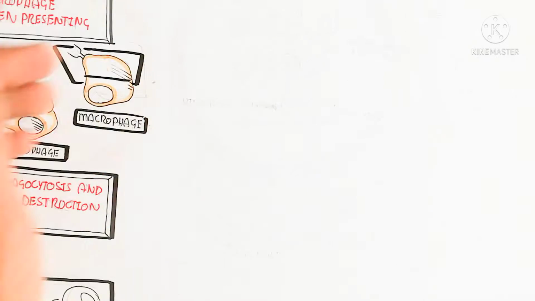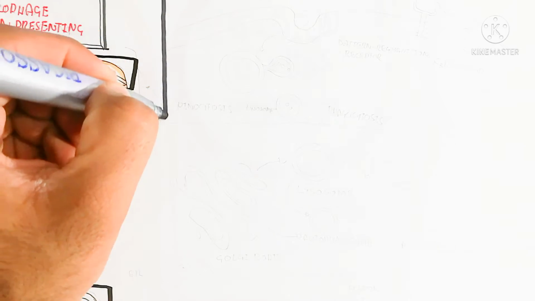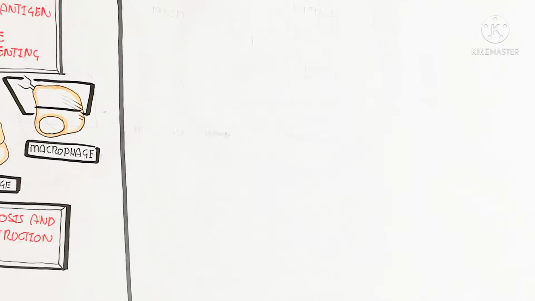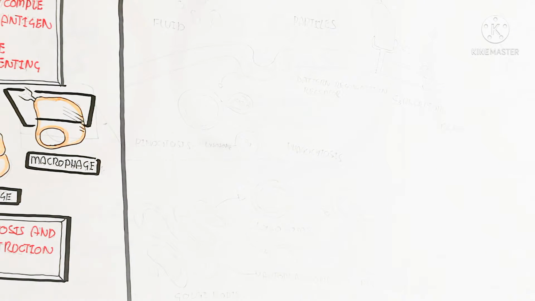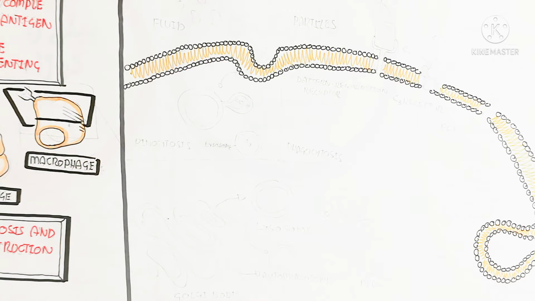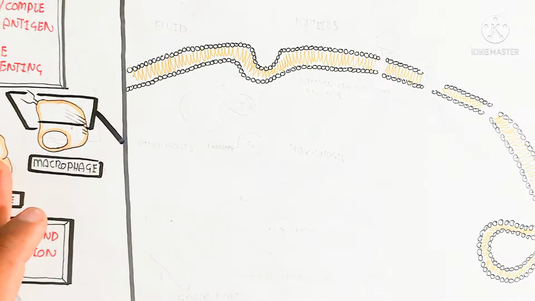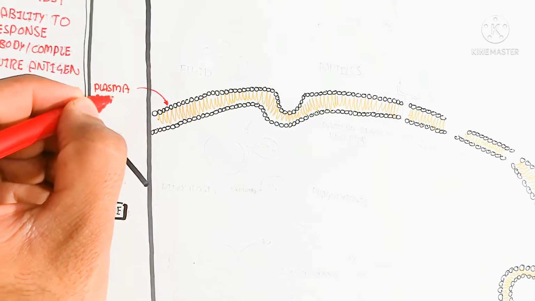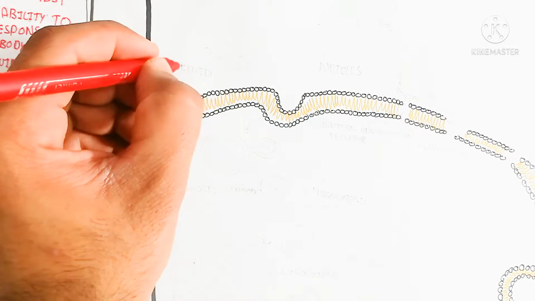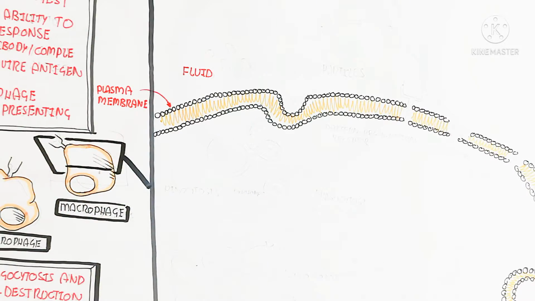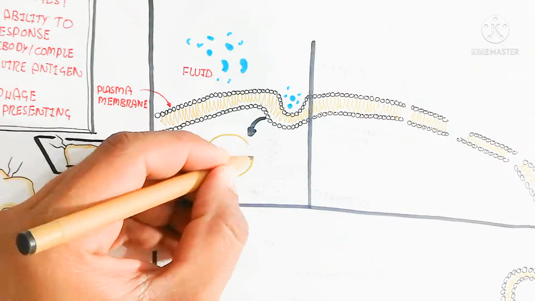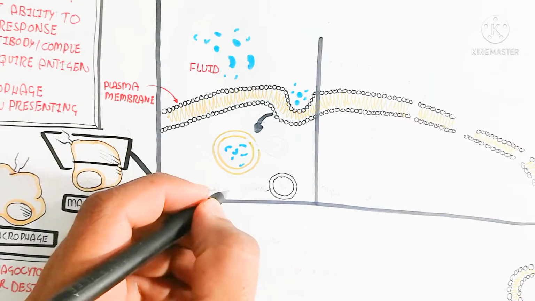First of all, I will draw the cytoplasm and cell membrane. The cell membrane is made up of a phospholipid bilayer. The extracellular matrix is present outside of the cell, while inside is the intracellular fluid. So ICM and ECM, and in this way the fluid will move inside. This is known as pinocytosis.